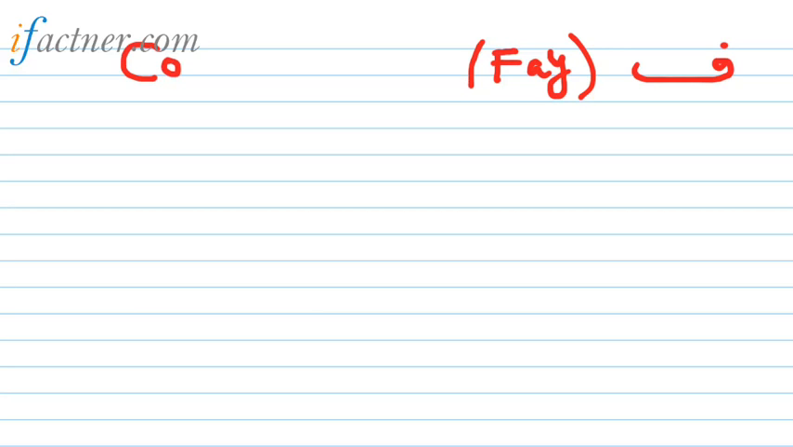First, we are going to discuss the letter or character Fe of Urdu alphabet. It is pronounced as Fe, and it can be connected to the second character. So it's a connector letter. And let's see some examples.